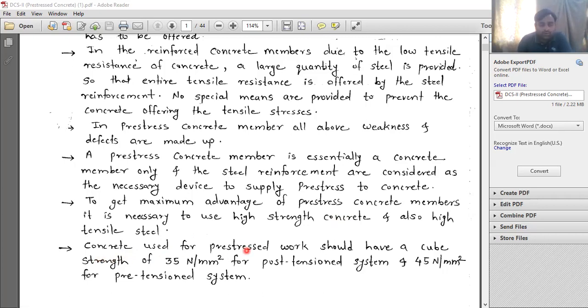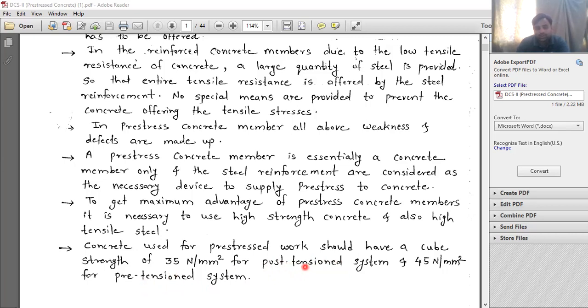Then the concrete used for prestress work should have a cube strength of 35 Newton per mm square for the post-tension system and 45 Newton per mm square for the pre-tension system. These are the different systems of prestressing: pre-tension and post-tension. This is one of the methods by which we can achieve prestressing. This we will see in the next unit.